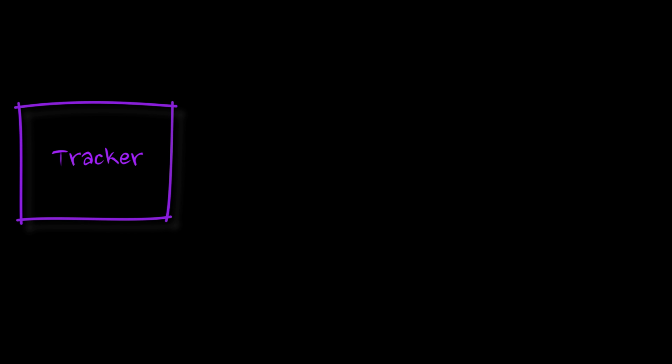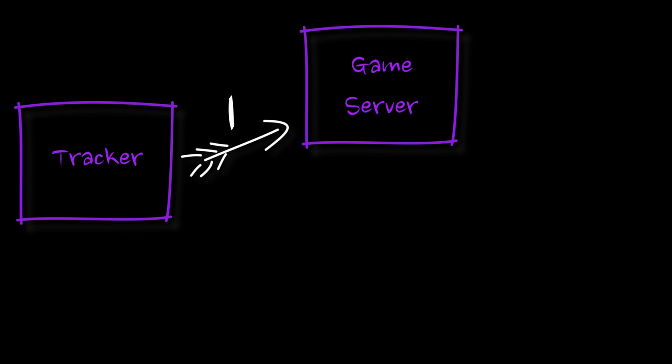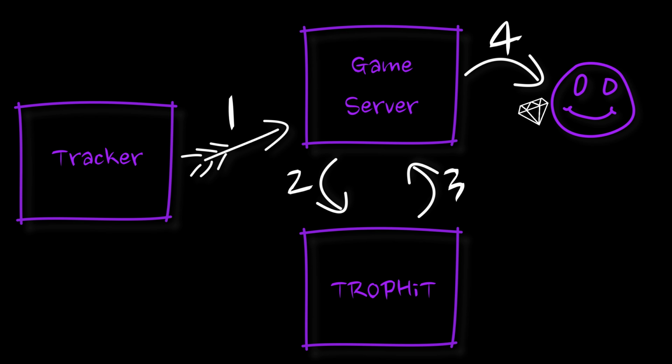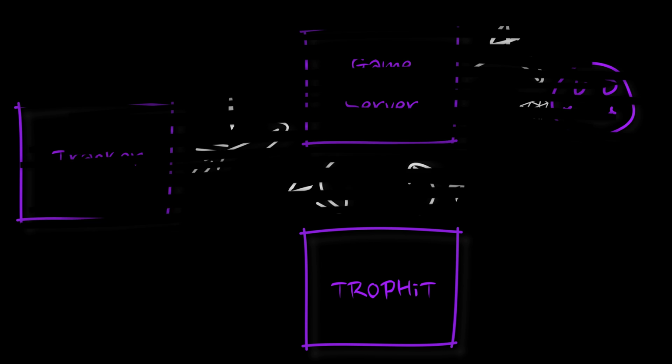Once an app gets installed, your tracker will recognize the install and fire an event to your game server. In turn, your game server will contact TROPHiT with the necessary information. TROPHiT will process that information in order to create a voucher for a particular user and pass it to your game server. In turn, your game server will turn that voucher into a certain virtual item and provide it to your user. Let's see now what you need to do in order to make it happen.